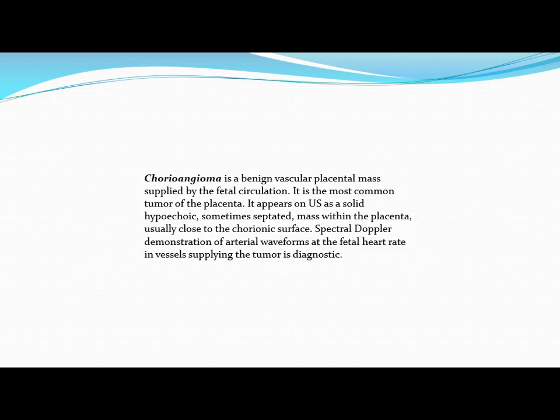Chorioangioma is a benign vascular placental mass supplied by the fetal circulation. It is the most common tumor of the placenta. It appears on ultrasound as a solid hypoechoic, sometimes septated mass within the placenta, usually close to the chorionic surface. Spectral Doppler demonstration of arterial waveforms at the fetal heart rate in vessels supplying the tumor is diagnostic.